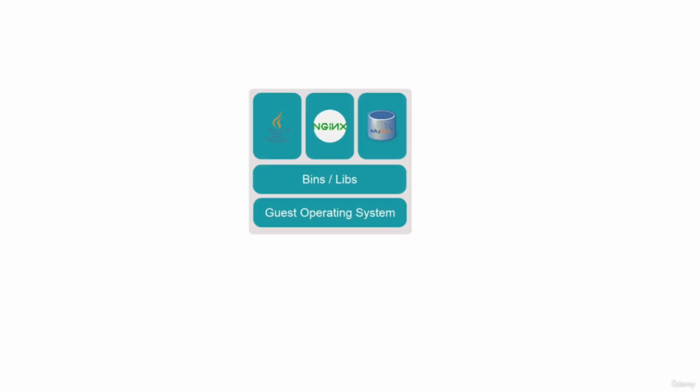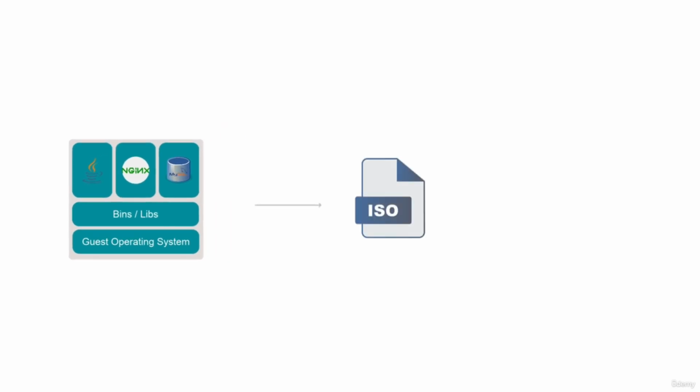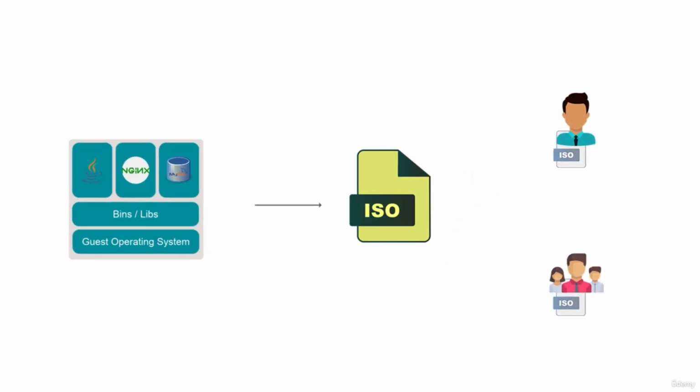The beauty of this virtual machine is that it can be bundled and shared. This bundle in the context of virtual machine is called an image, or ISO image to be more precise. This image can be shared with anyone, anywhere, and can be used to create copies of the VM instances.